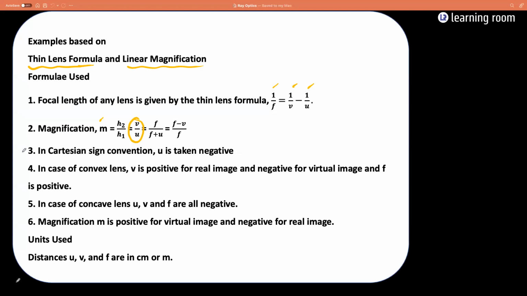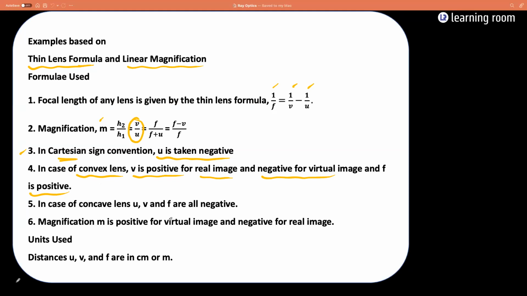So there are certain sign conventions to be followed. In Cartesian sign convention, u is always taken to be negative. In case of convex lens, v is positive for real image and negative for virtual image, and f is positive. For concave, u, v, and f all are going to be negative.